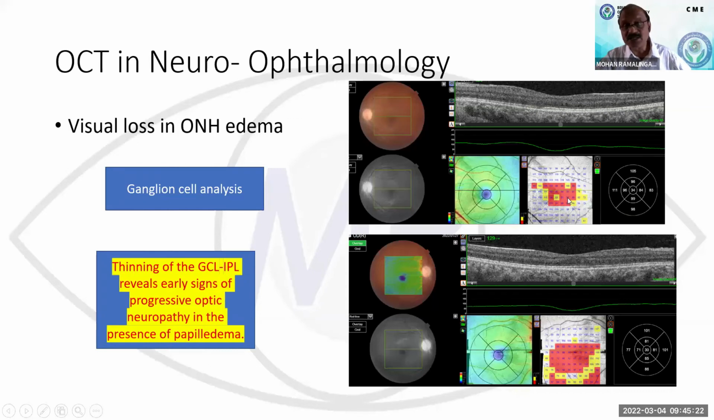So if there is progress, say today I make the measurement, say after 1 or 2 months I make a measurement. Suppose there is a progressive thinning; there may be pallor of the optic nerve head, but the ganglion cells can thin in a matter of time. Then that means that we need more aggressive treatment in this type of patients.